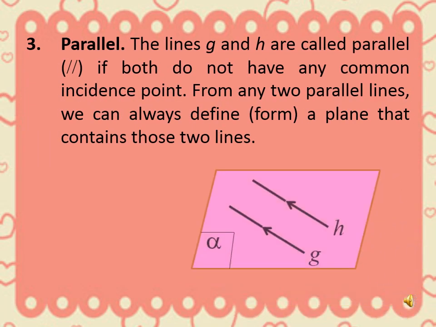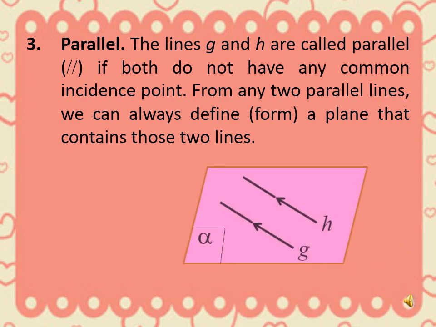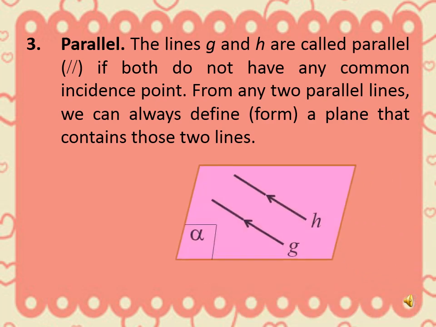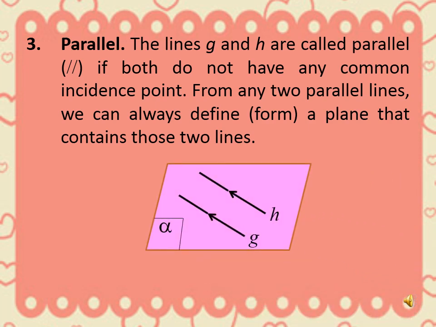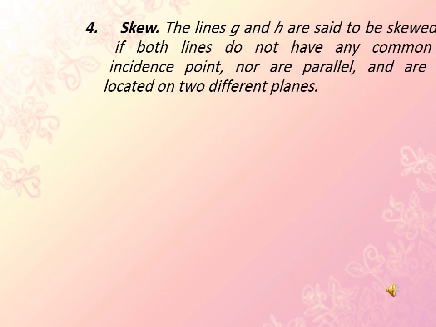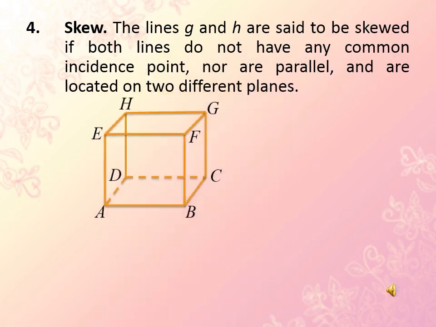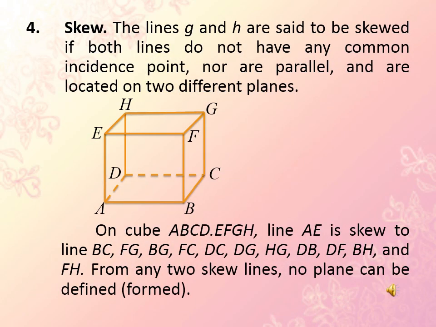3. Parallel. The lines g and h are called parallel if both do not have any common incidence point. From any two parallel lines, we can always form a plane that contains those two lines. 4. The lines g and h are said to be skew if both lines do not have any common incidence points, nor are parallel, and are located on two different planes.